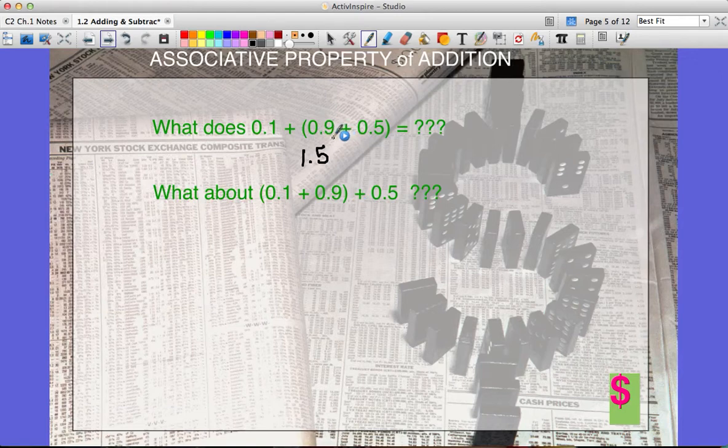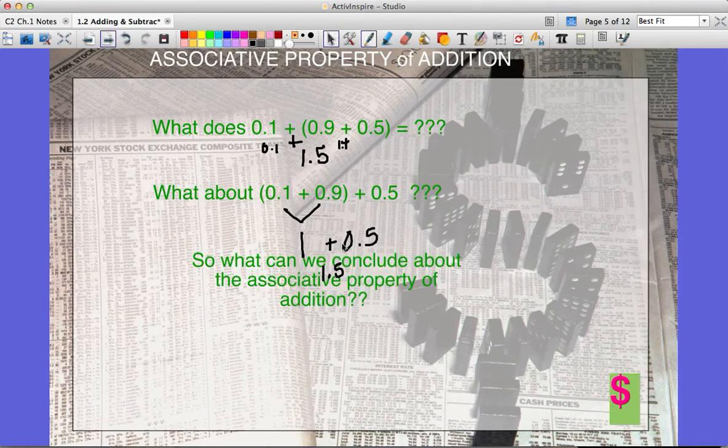Now, if we move the parentheses and we do 0 and 1/10 plus 0 and 9/10 first, in this case we found that this gave us 1 and 4/10, and then we added that 1/10 to it and got the 1 and 5/10. In this case, I know that 1/10 plus 9/10 has to give me 1, and then I'm going to add that to 5/10, which gives me 1 and 5/10.